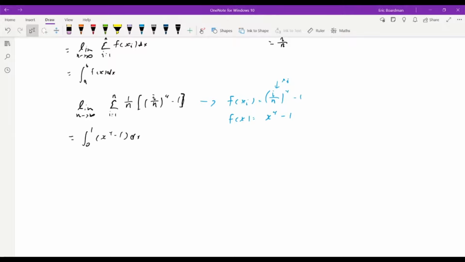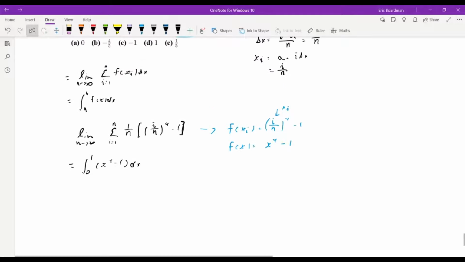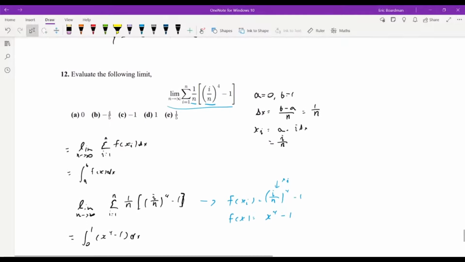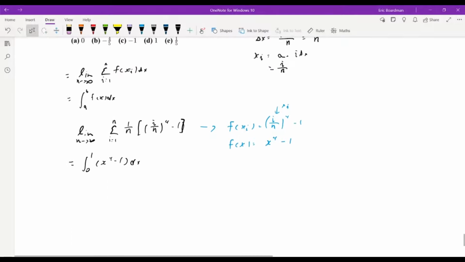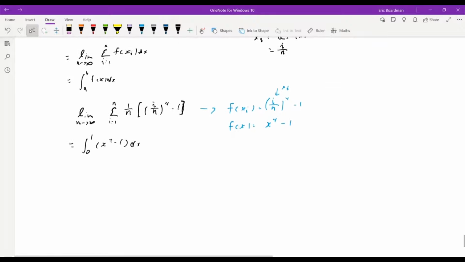I don't think any other a or b would work, as there'd be an a plus a term on the inside. Yeah, that's true, actually. Yeah, so 0 and 1 would only work.